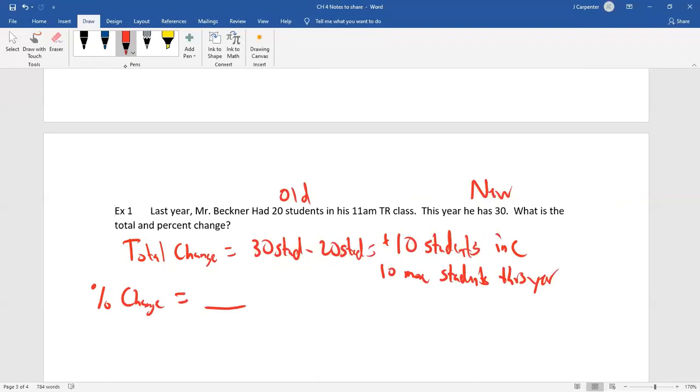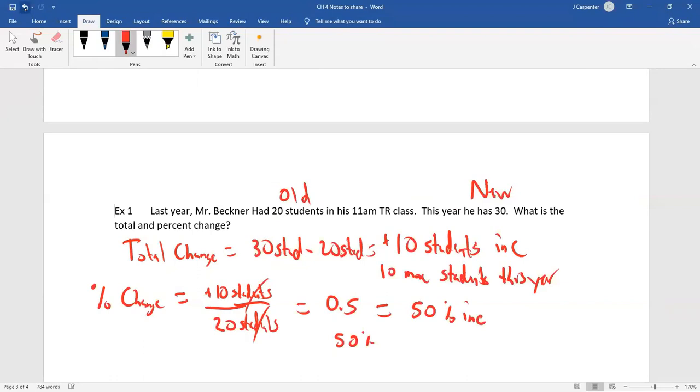And this is the ratio of total change, which was the positive 10 students, that was the increase, divided by the original number of students. Again, percent change is always scaled to the old, not the new. And the old was the original, the 20 students. 10 divided by 20 is a half, 0.5, however you want to write it. The students as units cancel. So we get 0.5. Converting that to a percentage, though, is 50%. And that's an increase because it's positive. So we can say that Mr. Beckner's class size increased by 50%.